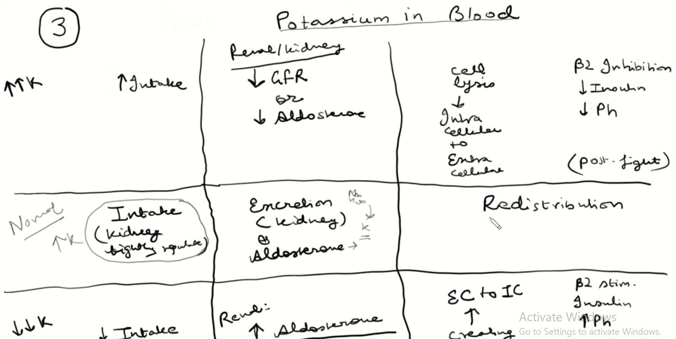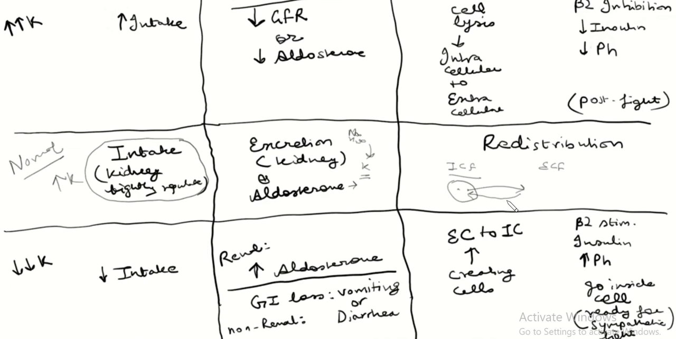The third part is redistribution. So remember, potassium is more in the intracellular space or the extracellular space? It's more inside the cell, in the intracellular space. But there are conditions that get the potassium to go from intracellular space to extracellular space and vice versa. So let's take a look at what gets potassium to do that.